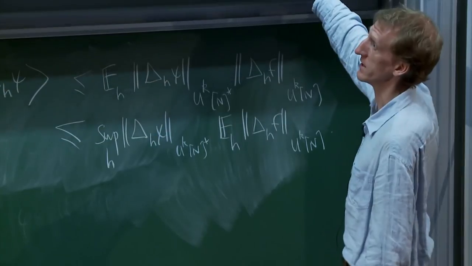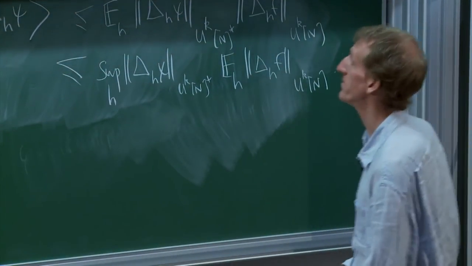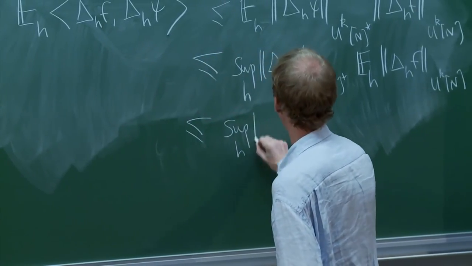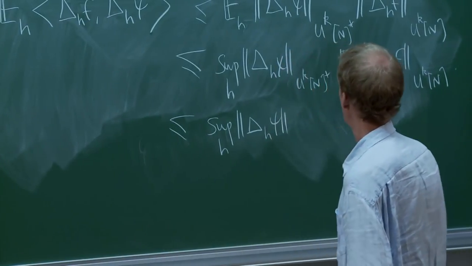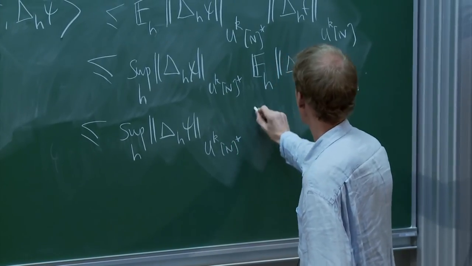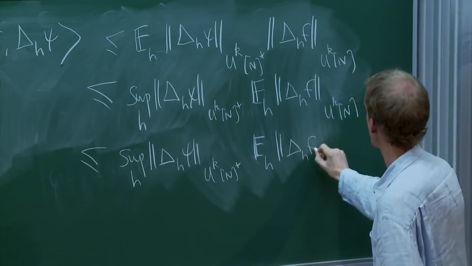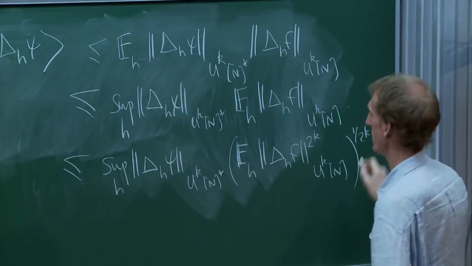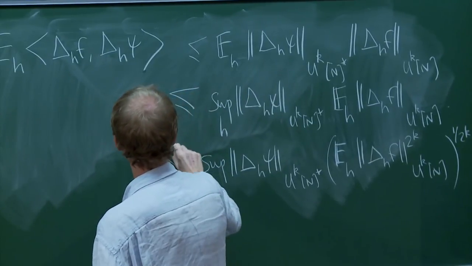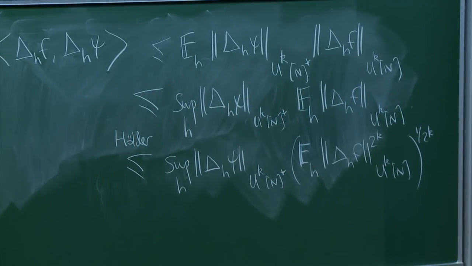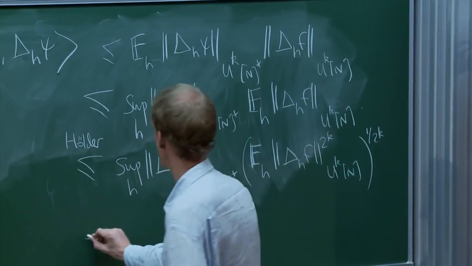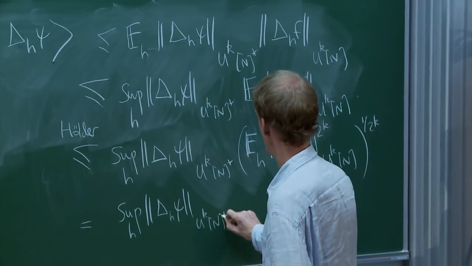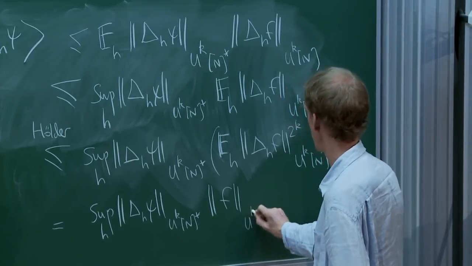And then I can take Holder's inequality. It lets me raise that to the power 2^k. So that's at most the supremum over h of the dual norm of the derivative times the average of this to the 2^k, to the 1 over 2^k. And that's Holder's inequality. And that is basically the end. So this equals sup over h times the Gowers U^(K+1) norm of f.